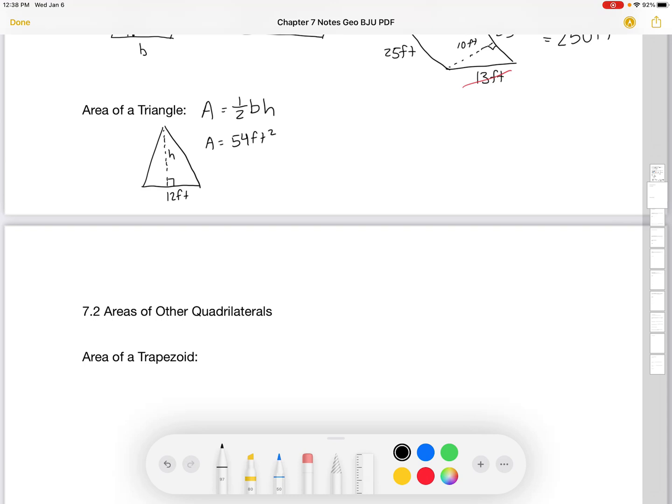So I can use my formula, plug in 54 for the A, 12 for the base, and h for the height, and I can solve for my height. So I get that my height is 9 feet. Again, don't forget your label. Since we're talking about height and not an area, my units are by themselves, they are not squared.